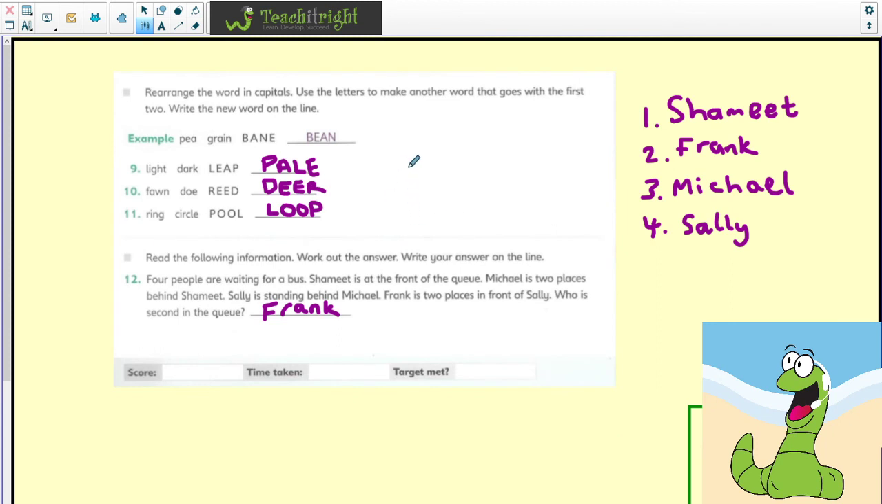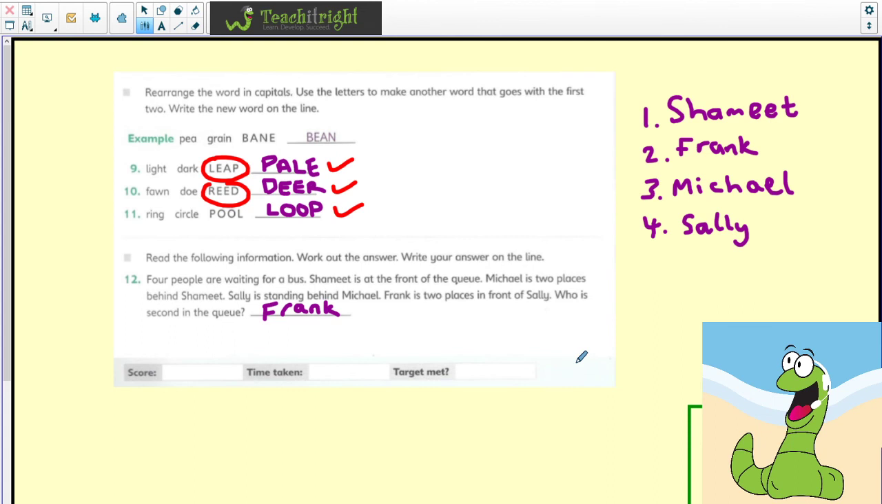So what have we got to do here? We've got to rearrange the word in capitals, use the letters to make another word that goes with the first two. So light and dark, if we rearrange, this is a bit like an anagram, we get pale, so it's another type of colour. Fawn and doe, if we organise read into a different word, we make deer. And then ring and circle, if we get pool, turn it, sort of write it backwards if you like, you make loop.